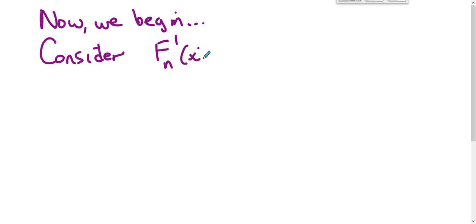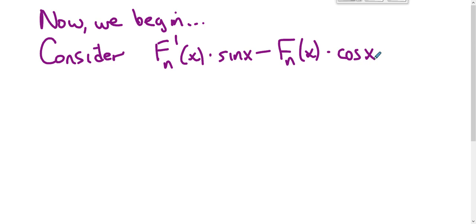Right? So what now? Consider capital F prime of x times sine x minus capital F of x times cosine x. Why would we do this? Well, watch what happens when you take the derivative of that.